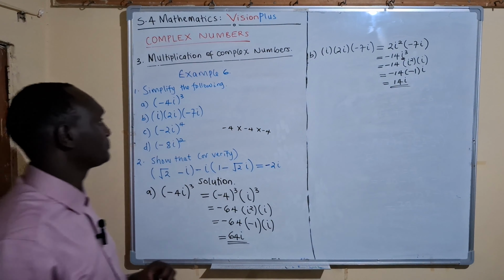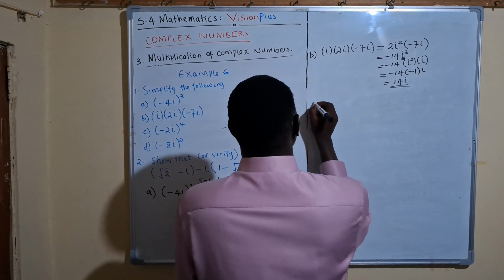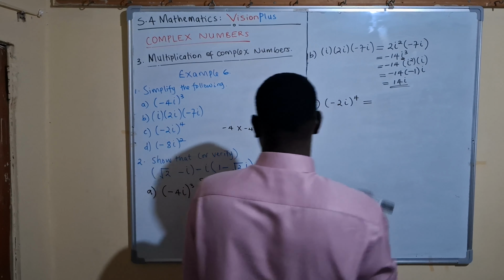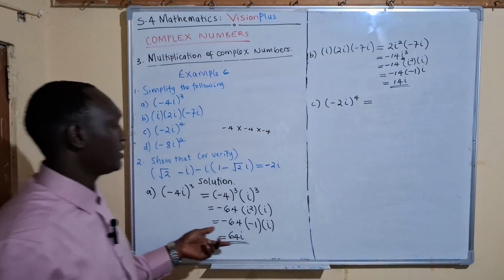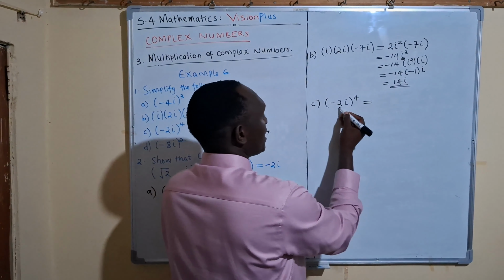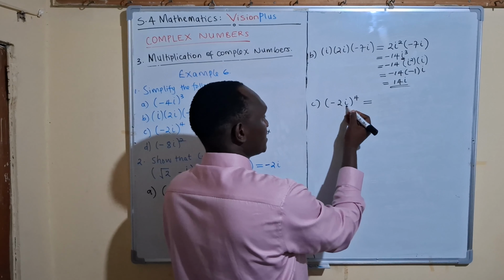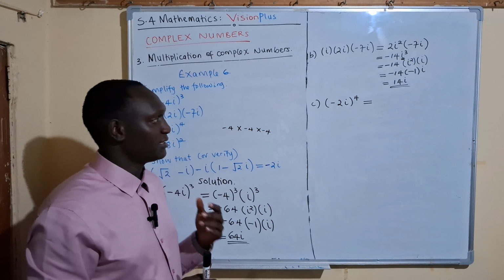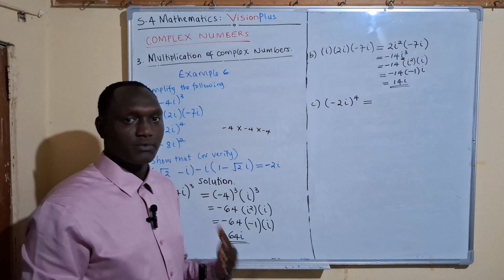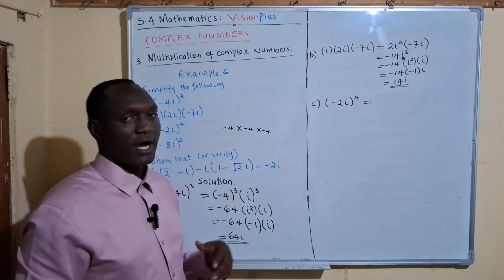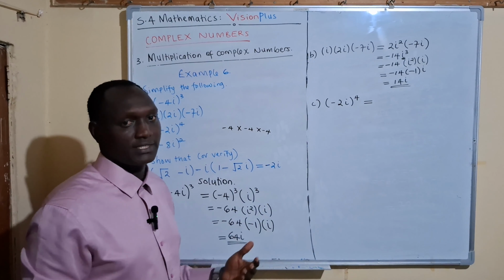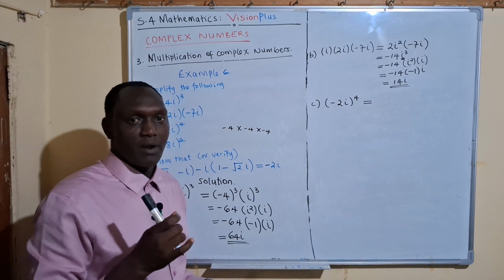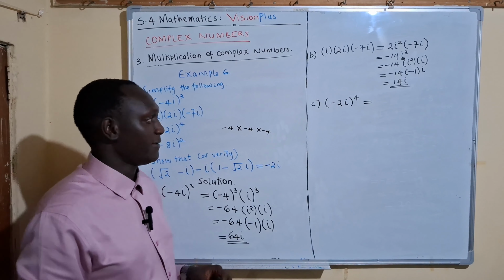Going to part C. Part C is simply (negative 2i) to the power 4. We are going to apply the same concept as we did here. That means this power is being applied on each of the terms inside. And we only put the power on each of the terms on condition that the terms are being multiplied, or they are a product. If inside here we had maybe a sum or difference of two or more terms, the property of using the power on each of the terms would not apply.